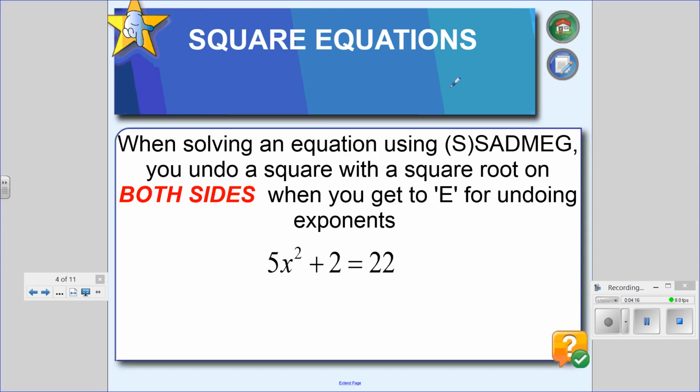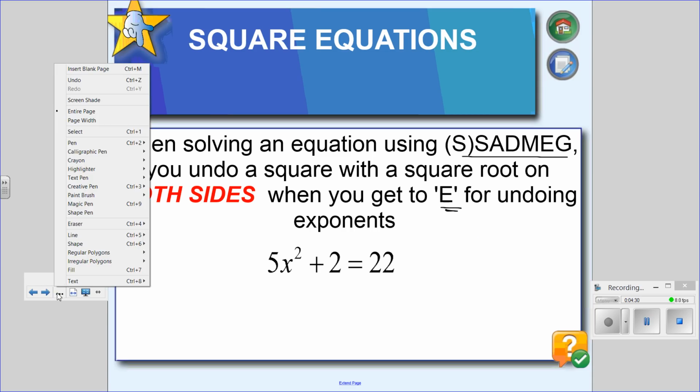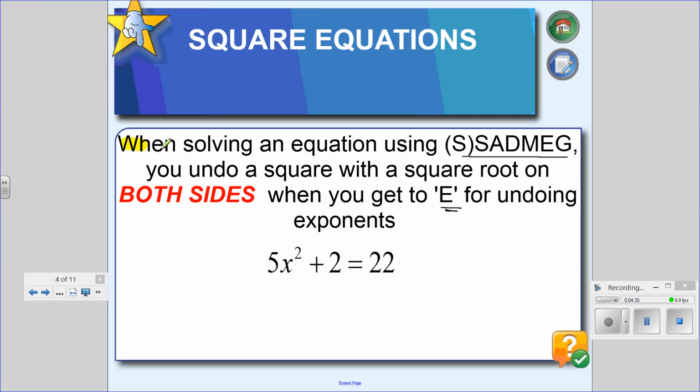So square equations, when solving an equation using SADMEG, like we have done in every single unit in pre-algebra, getting those solving skills, you undo a square with a square root on both sides when you get to E for undoing exponents. Let's highlight this note. When solving an equation using SADMEG, you undo a square with a square root on both sides when you get to E for undoing exponents.